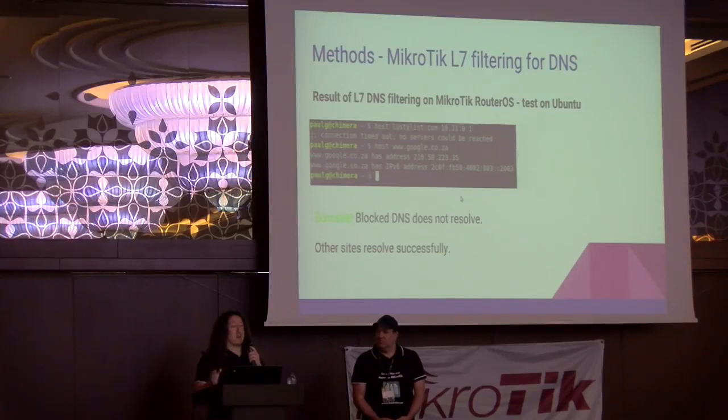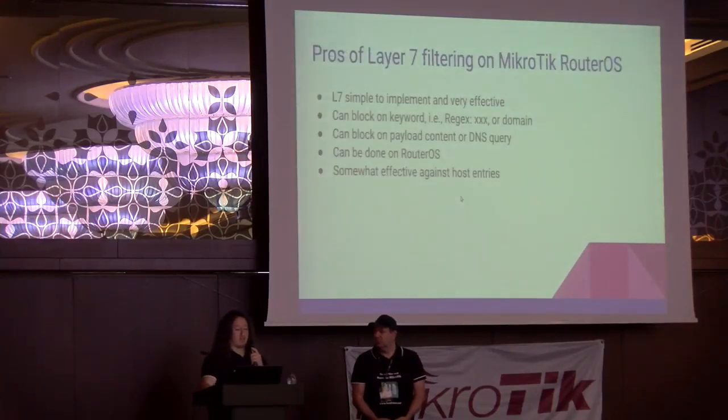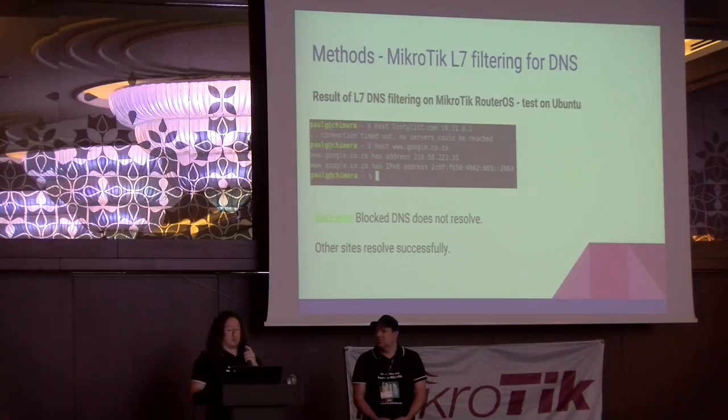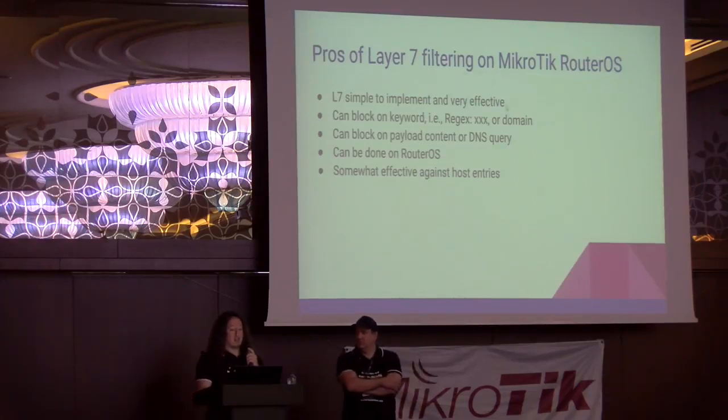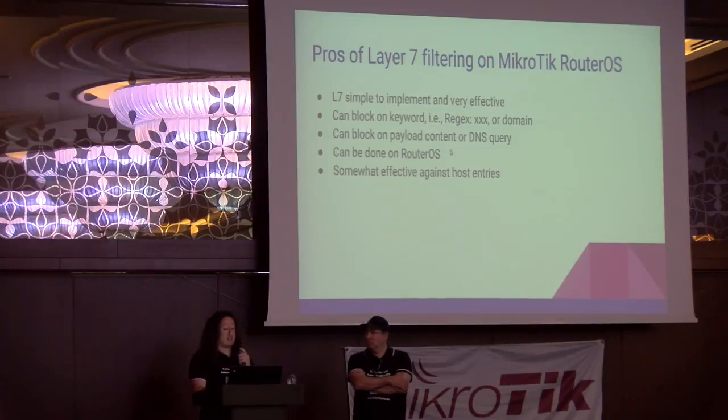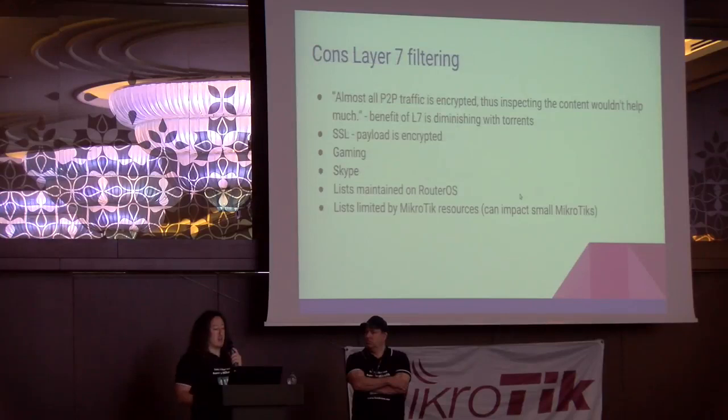Now, this is great, but there's a major problem with this. Well, actually, let me go through my pros first. So layer 7 filtering, simple to implement, quick and easy. You do it all on the MikroTik. It's free. That's a very important one. You can look at keywords. You can add XXX to the list. Anything with XXX in it will be blocked. Anything, add a keyword porn, anything with porn in it will be blocked. So there's lots of pros. It's done on Router OS, and it is quite effective in some circumstances, but there are major drawbacks to this.